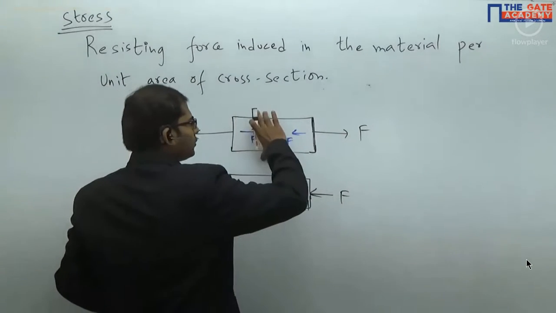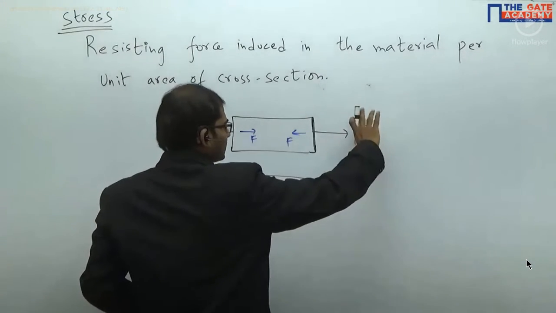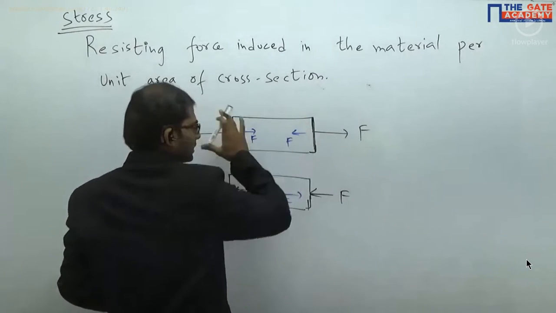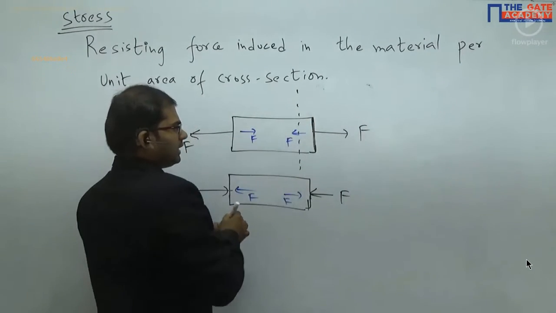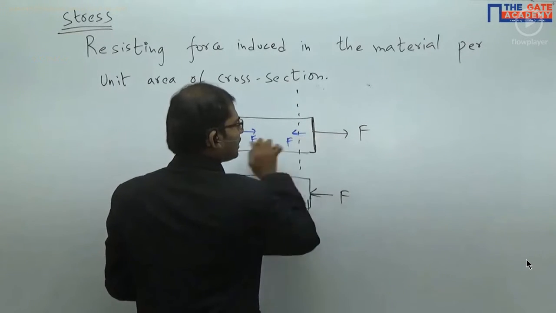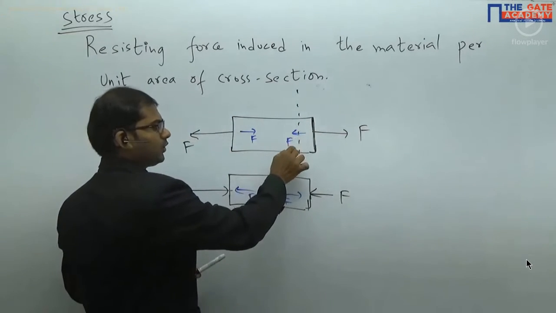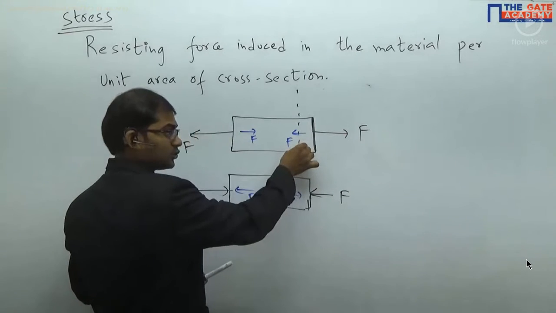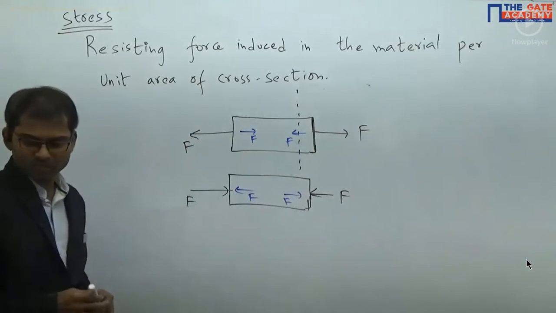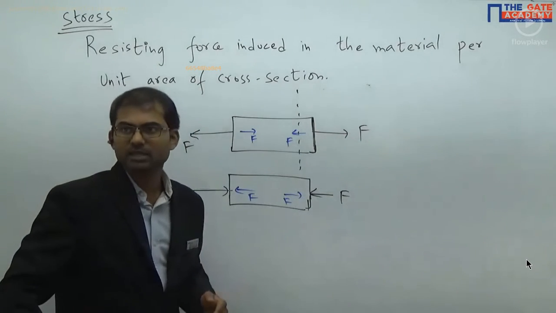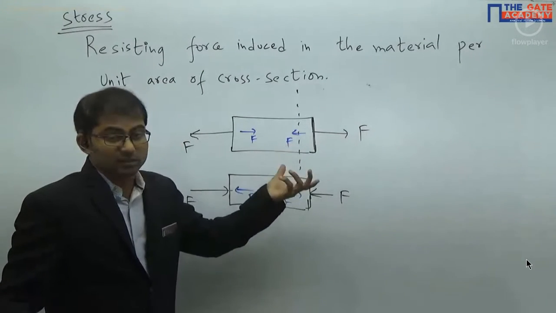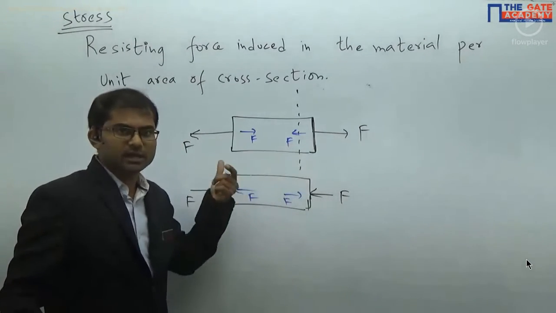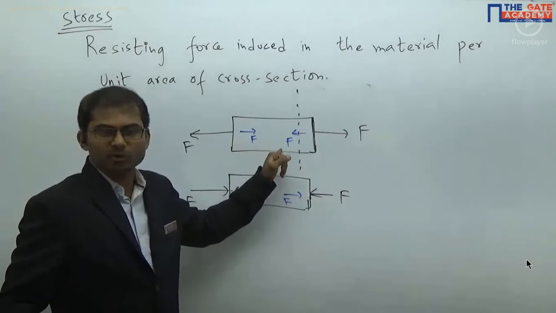So the body is not meant to have any movement in the positive x direction or negative x direction. If you take any cross section here like this one, at any cross section the forward force should be equal to the backward force. That's why the magnitude of the internal resistive force and the external applied force will be the same. When the equilibrium condition is there, we see that an internal resistive force is being produced.